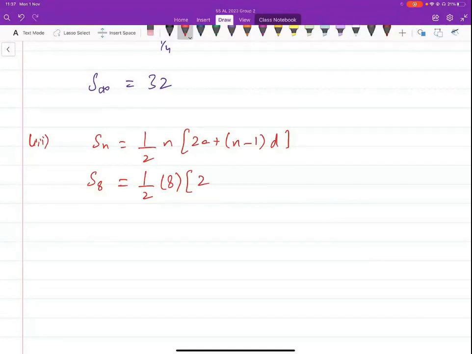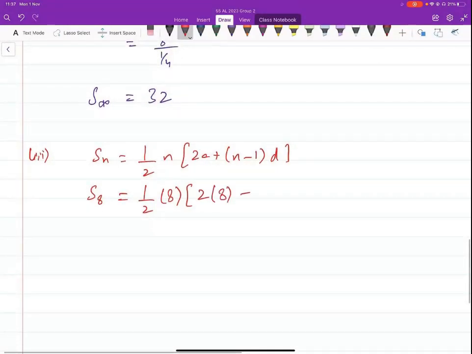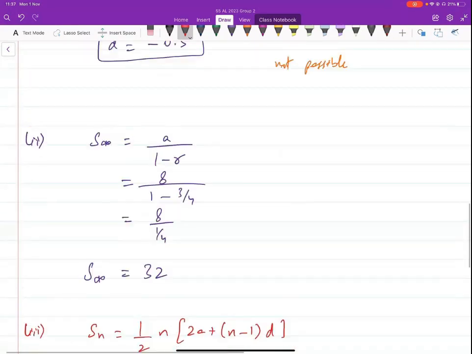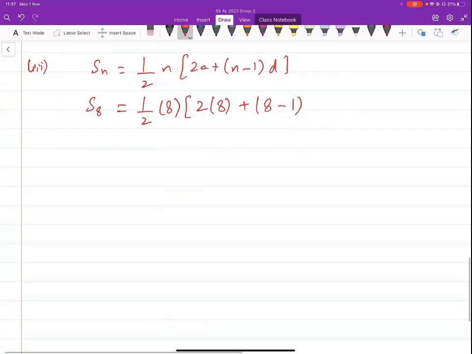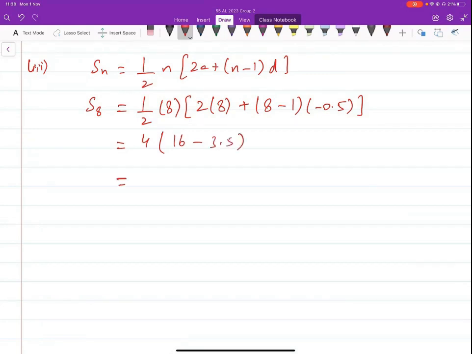What about the first term? The first term was 8 for this as well. N is 8 minus 1 times the difference. The difference is minus 0.5. We found that in the earlier part. वो input कर देंगे वहाँ पे. And now we just need to simplify this. That's going to be 4 into 16, 7 into 0.5, that is 3.5. And you'll get something from here. 12.5 into 4, that is 50, right? Sum of the first 8 terms is 50.